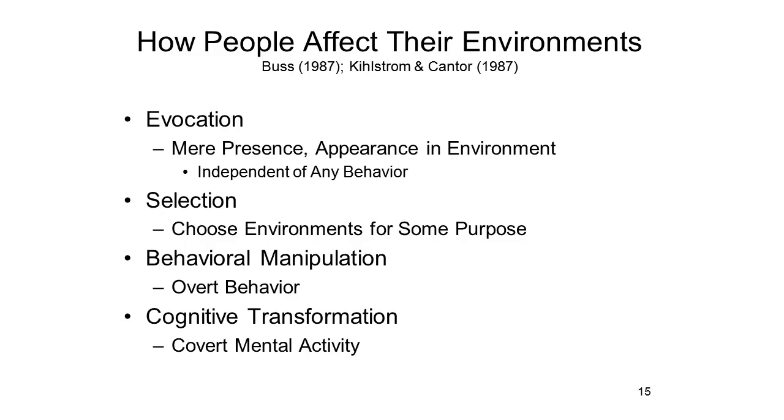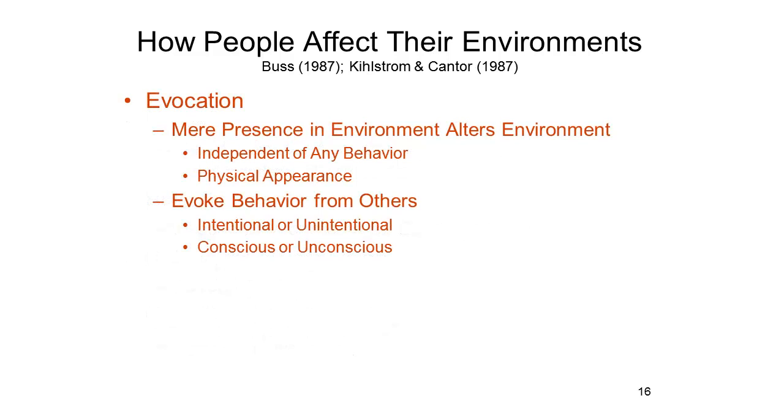Third, behavioral manipulation, in which people engage in overt behavioral activities that alter the objective environment, that is, the environment as it's publicly experienced by everybody who's in it. And then finally, cognitive transformation, in which people engage in covert mental activities that alter their mental representations of their subjective environment, that is, the environment as they perceive it, and privately experience it. First, let's look at evocation.